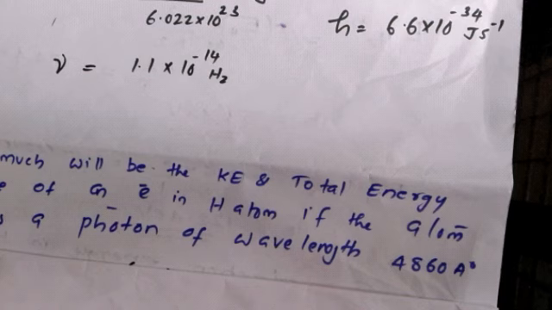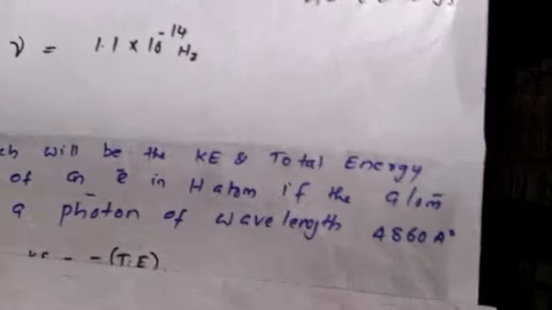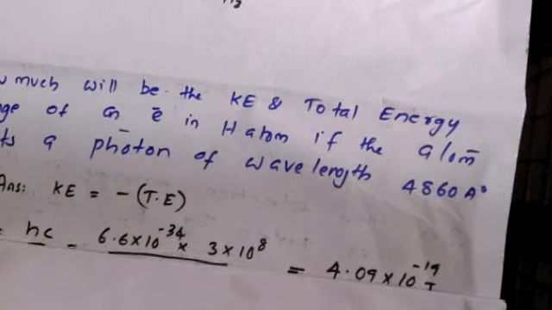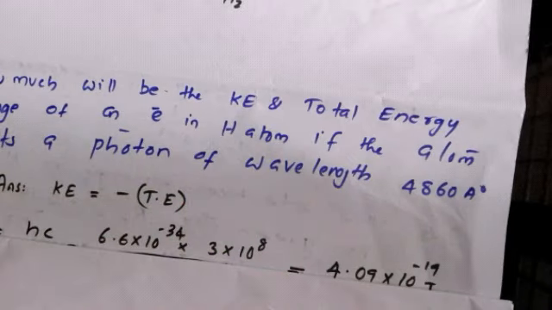An atom emits a photon, then how much will be the total energy change? How much will be the kinetic energy? We know one relation: kinetic energy is equal to the positive of the total energy value. Therefore, we can calculate total energy change first.